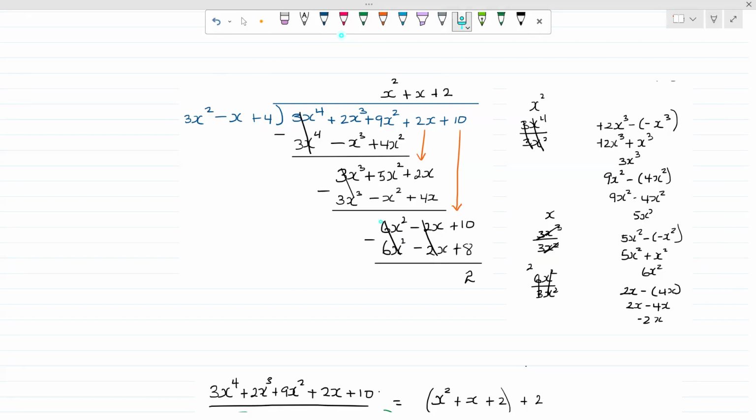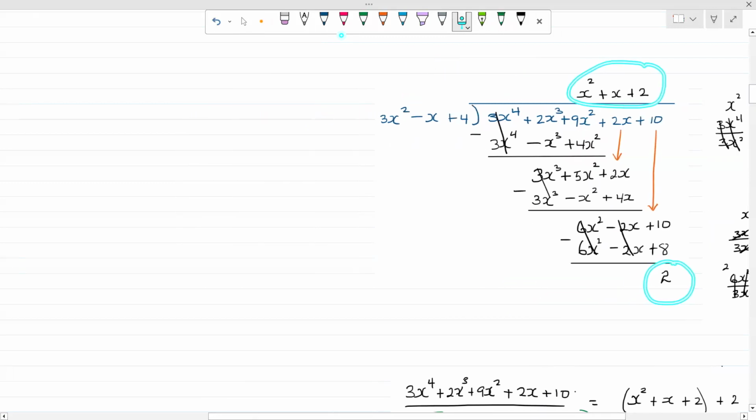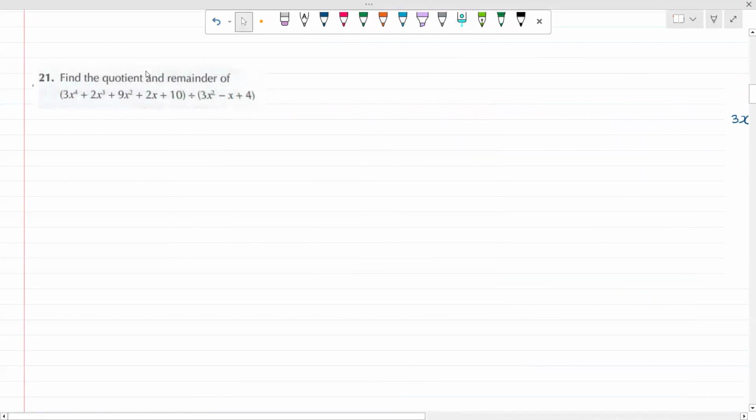Now, when I subtract, I'm going to get these here, going to give me 0. And 10 take away 8 is going to give me 2. So we have our quotient and we have our remainder. Yes, and that's the quotient and remainder for this one. Everybody okay with that?